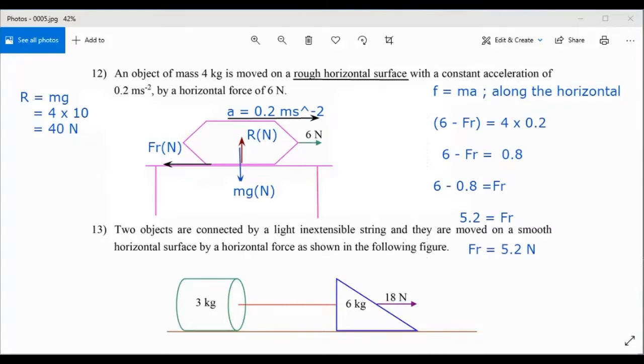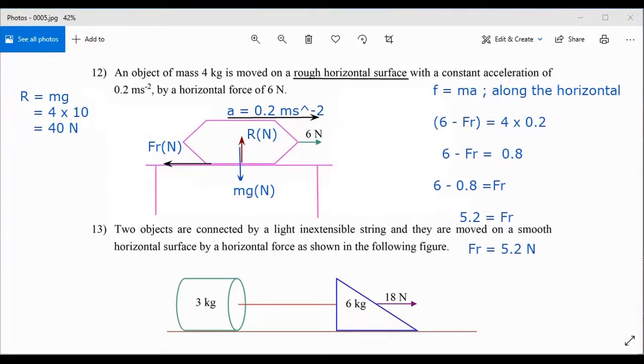Capital R is the normal reaction force, which is given by the surface on which the object is kept.